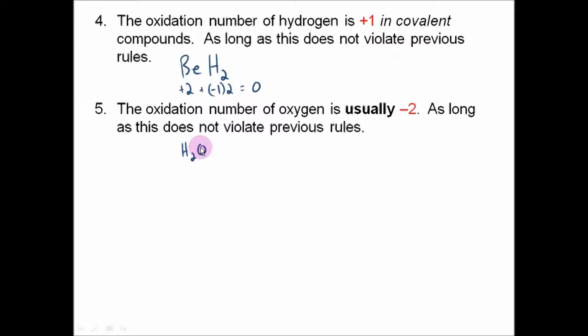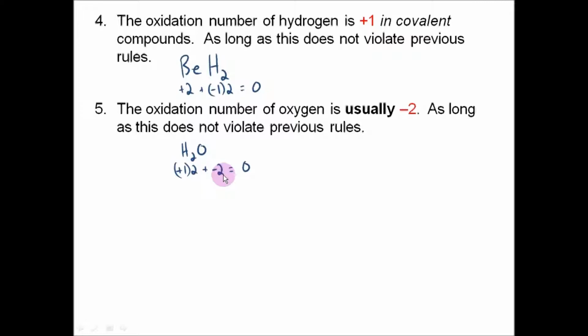Well, rule number 4 is a previous rule. It says that hydrogen is usually +1 in covalent compounds, and here we have a covalent compound. We're not dealing with any metals. It's all nonmetals. And so each of those hydrogens is going to be a +1. There's 2 of them, so that's a +2 charge based on the hydrogens. And so the oxygen is going to be a -2 to give that overall compound a charge of 0.